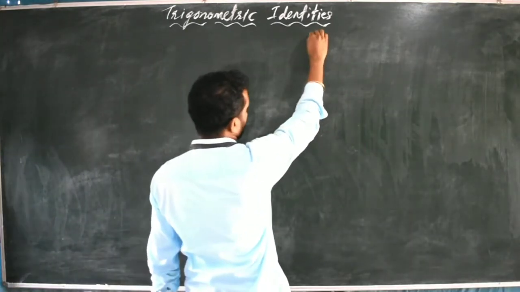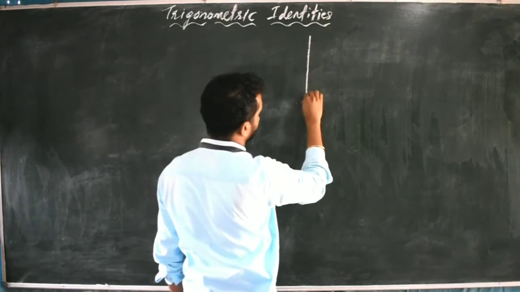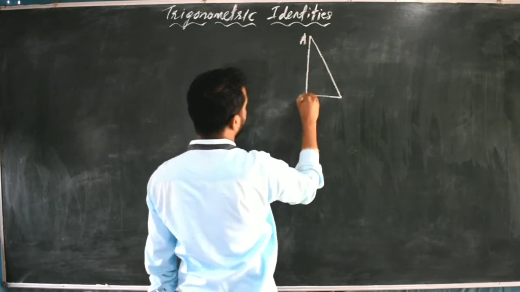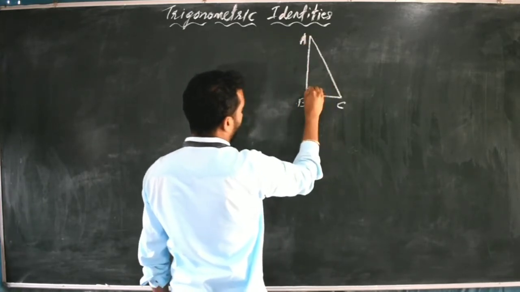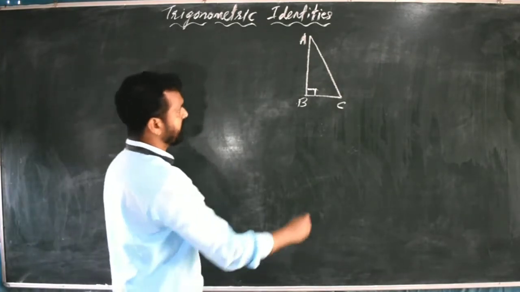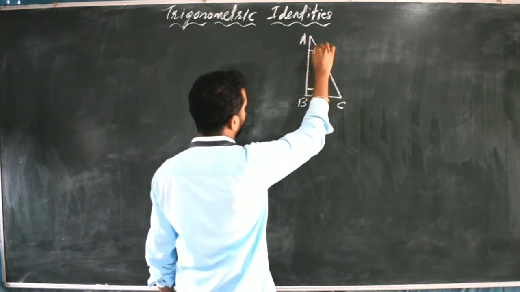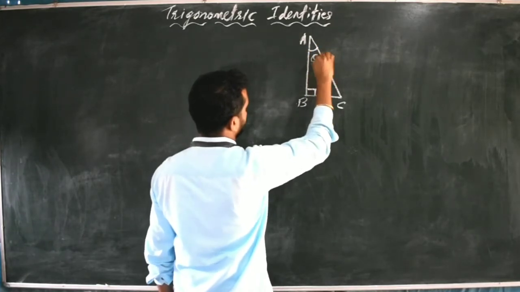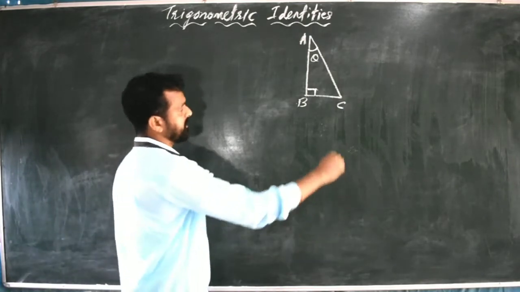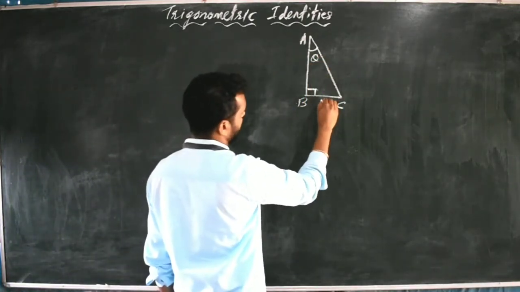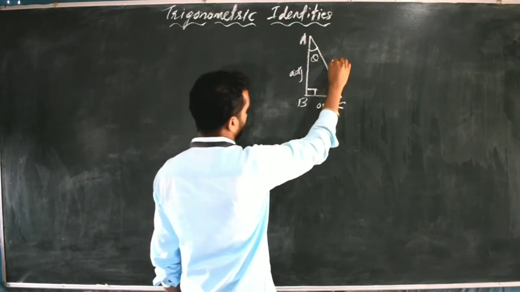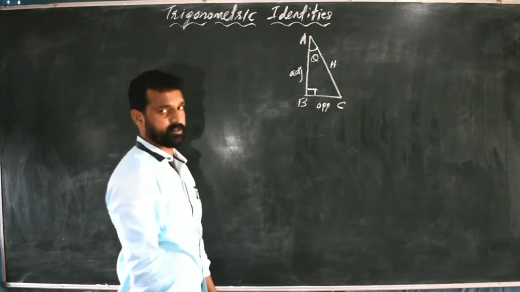For that we have to draw a right angled triangle ABC, right angled at B. Angle B is equal to 90 degrees. We are considering angle A as theta. Then the opposite side is BC and the adjacent side is AB. AC is the hypotenuse.